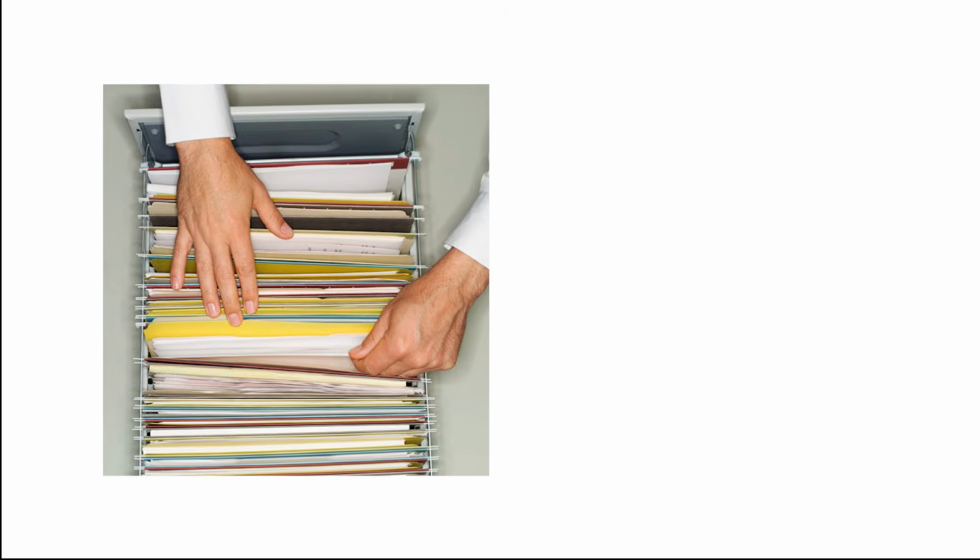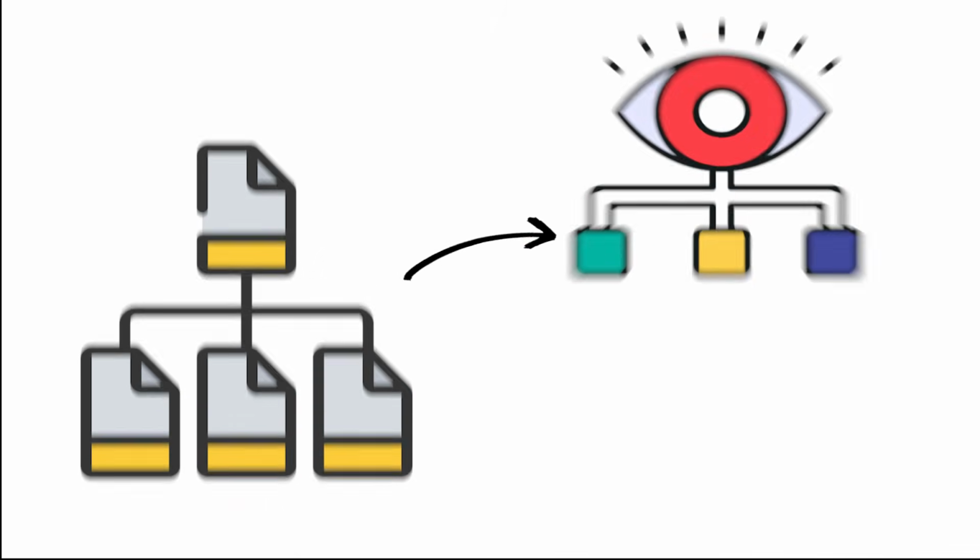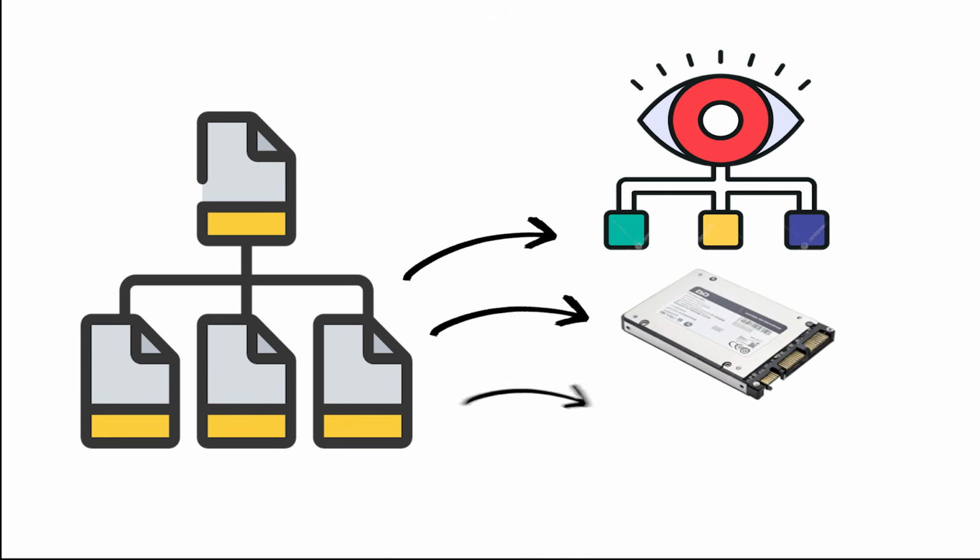The file system is invisible to most users. You see folders and files, but underneath, the file system is translating that visual hierarchy into physical locations on your SSD or hard drive.